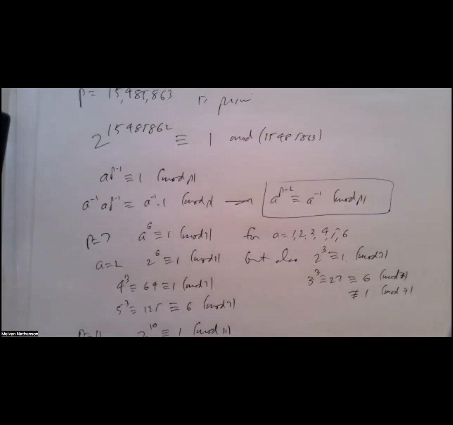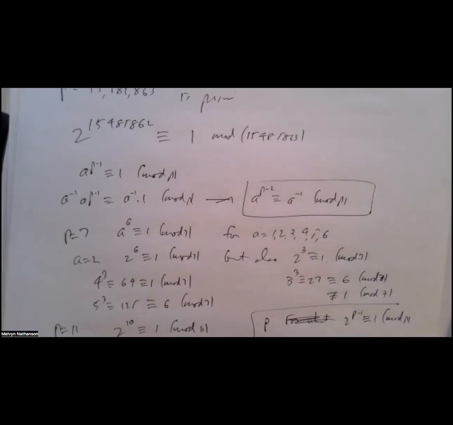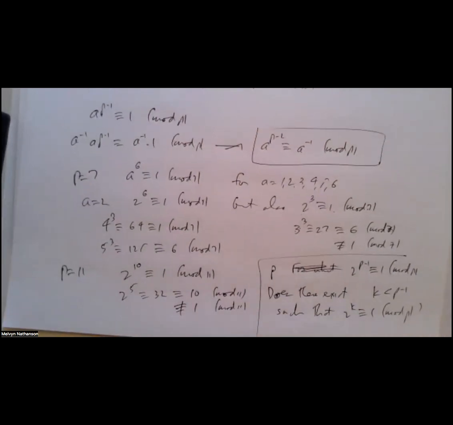It's very hard. In fact, it's a famous unsolved problem for over 1,000 years. Suppose you have a prime p. We know that 2 to the p minus 1 is congruent to 1 mod p. And the question is, does there exist a number k less than p minus 1 such that 2 to the k is congruent to 1 mod p? And the answer is, there's no rule to figure out the answer to this question yet.